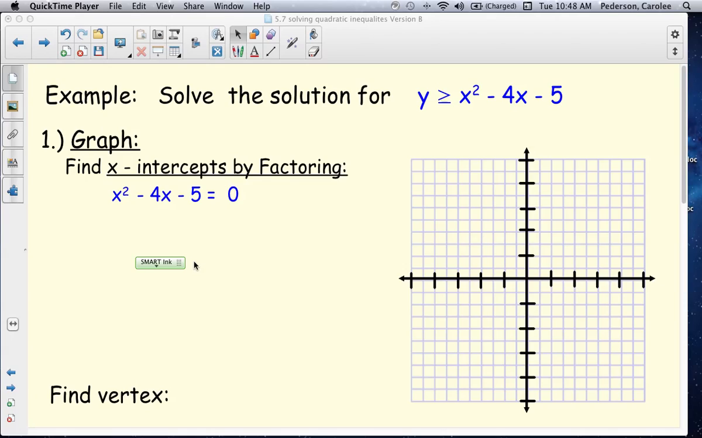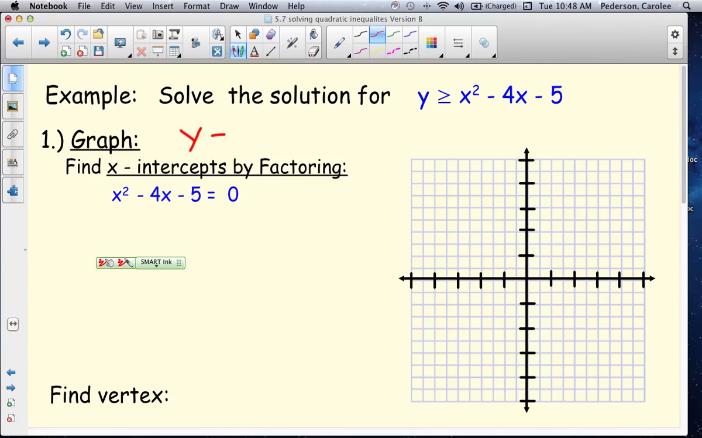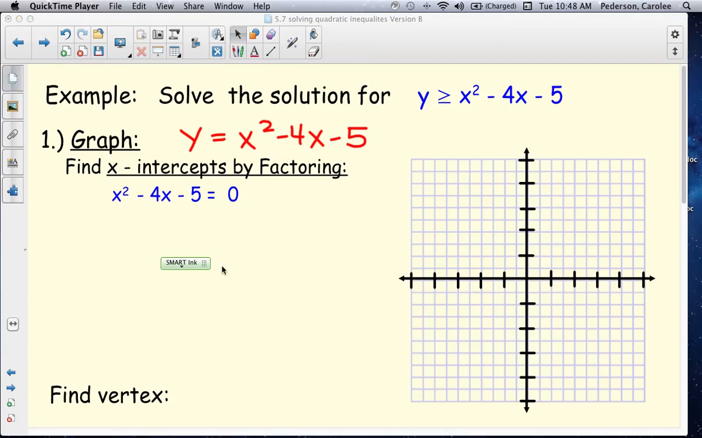So step one is we want to graph this quadratic equation. So in standard form, the quadratic equation would be y equals x squared minus 4x minus 5. So we're going to just start picking some pieces out. So let's find the x-intercepts of the graph. So in standard form, to find the x-intercepts of the graph, we're going to set the function equal to 0 and solve for x by factoring.